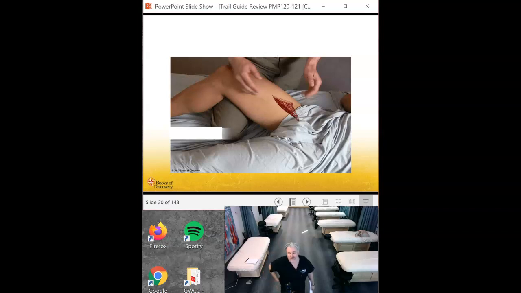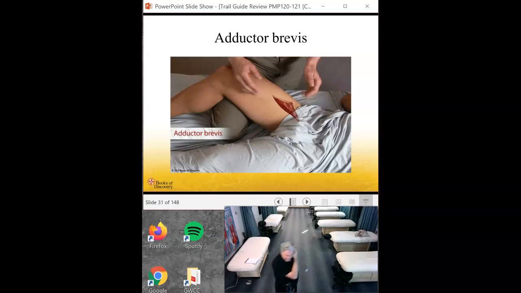Is it the adductor brevis? Because it's short? Yes, ma'am. It's the adductor brevis because it's short. Excellent. That's the type of thinking I want you guys to do. What we just did there, right? Hey, what's the action of the adductor brevis? Adducts? Was that a trick question? It is a trick question. It adducts the hip. It actually pulls your hips in.